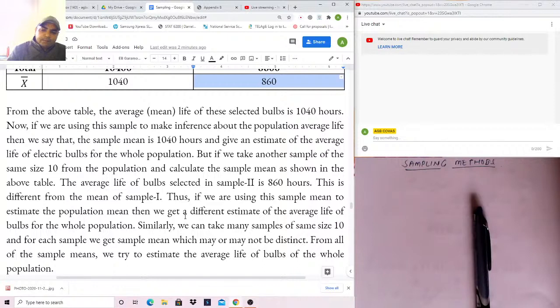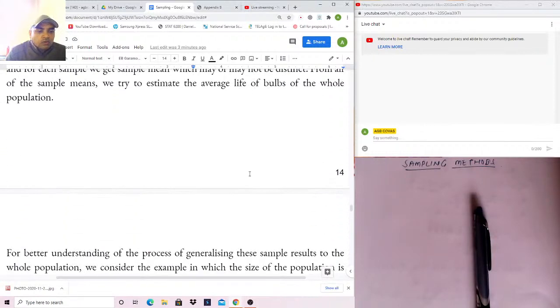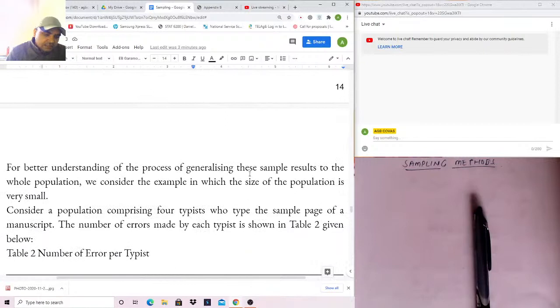Similarly, we can take many samples of the same size 10. From each sample we get a sample mean, which may or may not be distinct, that is, it is random. From all of these sample means we try to estimate the average life of the bulbs of the whole population. For a better understanding of the process of generalizing these sample results to the whole population, we consider an example in which the size of the population is small, because here the number of bulbs is very high. So now let us consider another population.